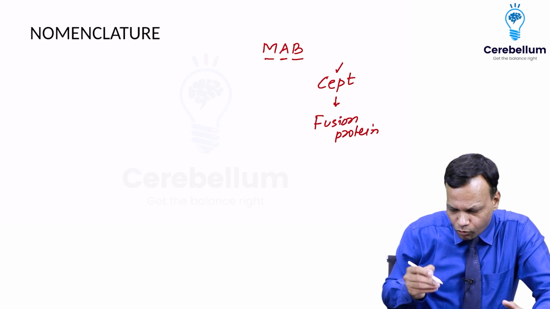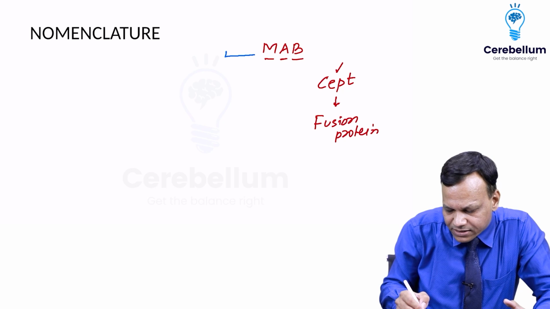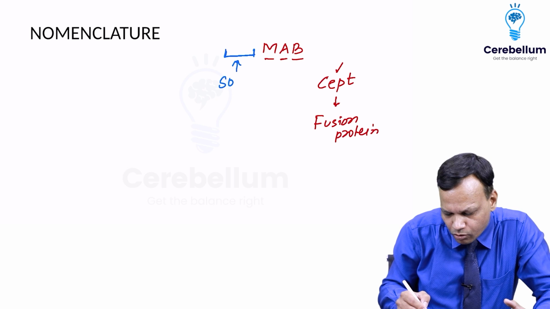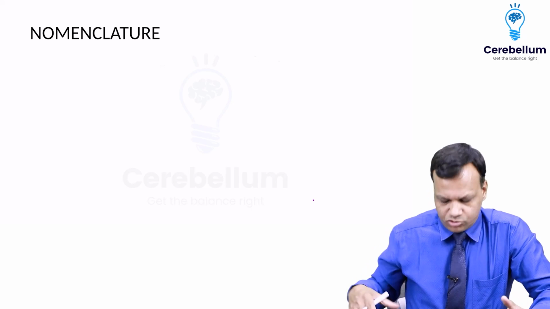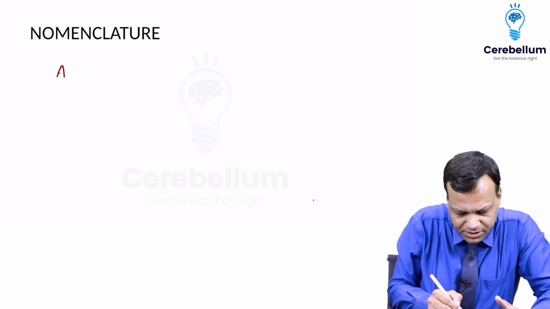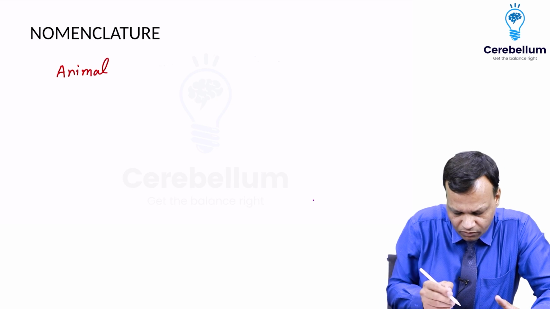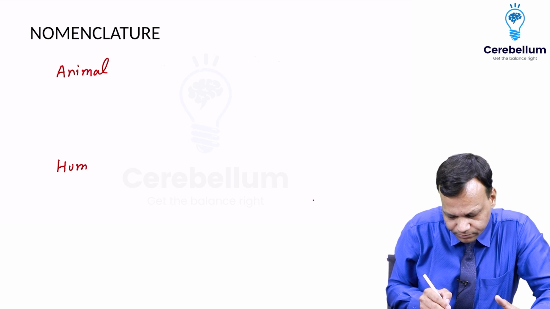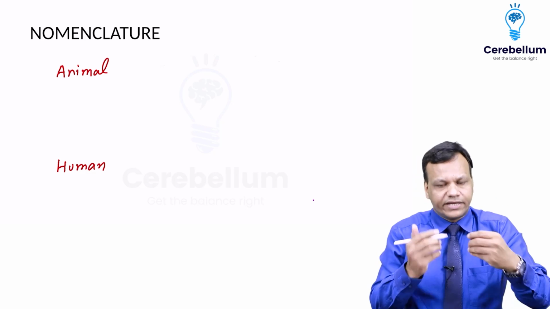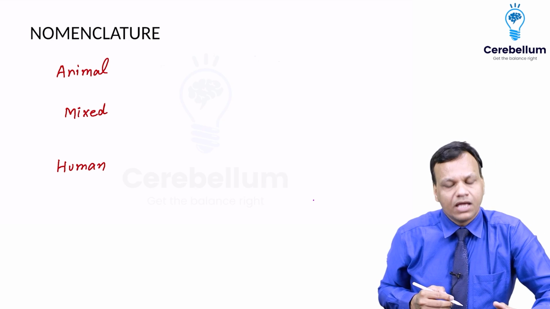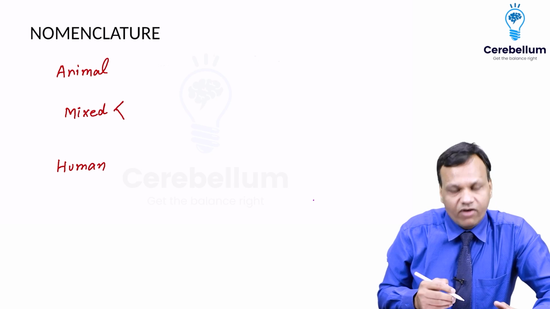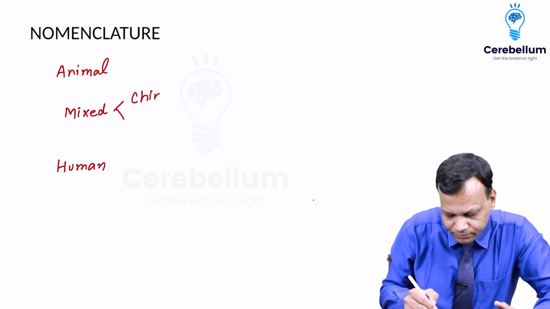Now before the MAB, two letters tell the source of the monoclonal antibody. That means from where we can obtain these monoclonal antibodies. We can obtain them either from animals or from humans, or they can be a mixture of the two, some part from the animal, some part from the human. And the mixture can be of two types. One, it can be chimeric. Second, it can be humanized.